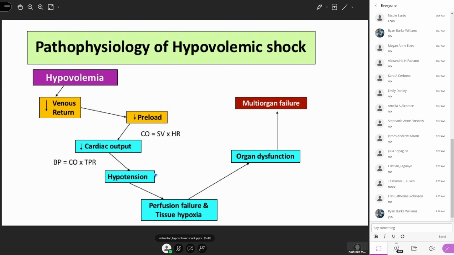When this vasoconstriction happens, however, it diverts the blood away from the less essential organs, like the GI, the GU, and the skin, and tries to direct the blood flow to the more essential organs like the brain and the heart.